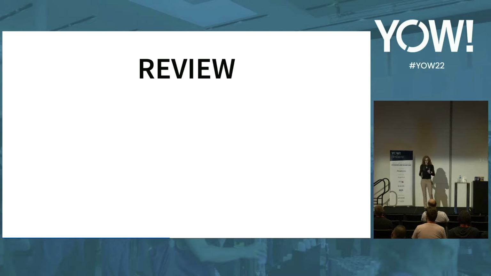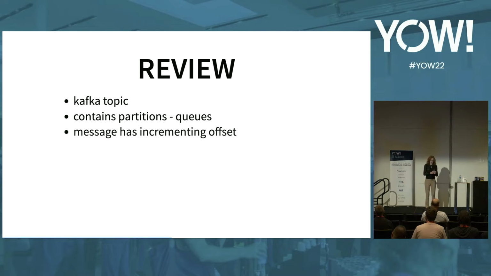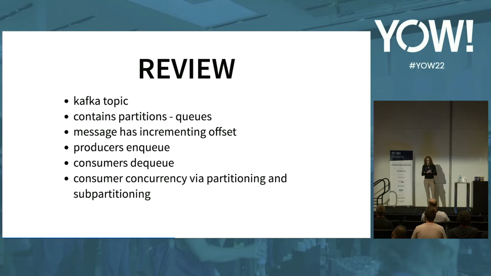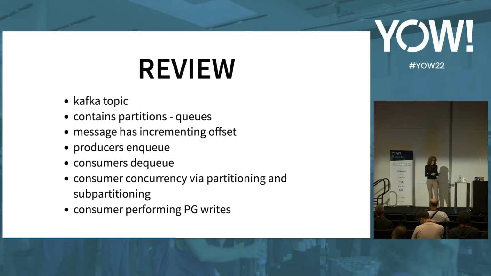Yeah, so let's talk about what we've got so far, right? We have a Kafka topic, which is composed of multiple partitions, and these are independent queues of messages. Each message has an incrementing offset starting at 0 and going up. We have a producer that enqueues messages into the topic, and we have a consumer which dequeues messages out of the topic. We can control the concurrency of that consumer using the number of Kafka partitions, as well as the number of subpartition workers. And this particular consumer, in this case, is performing Postgres writes.